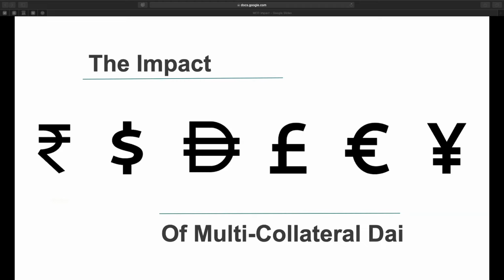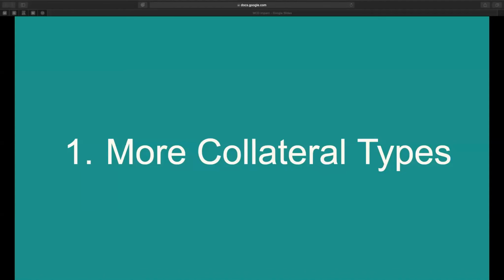Now what I'd like to do is spend the next couple of minutes outlining the expected impacts of launching Multi-Collateral Dai, or what I'm just going to refer to as MCD. It bears mentioning, even though it literally is in the name, that MCD means more collateral types. That quite literally is any collateral type that can take the form of an ERC20 token, may be voted in by governance and used as a new type.